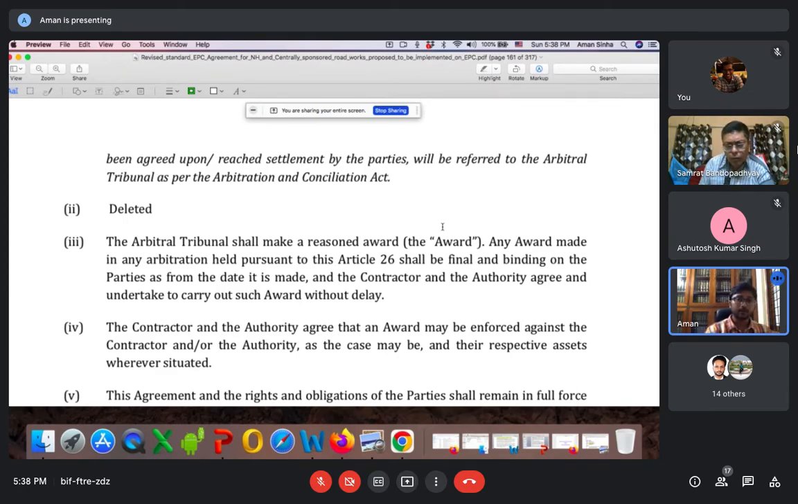But what happens in some contracts is that there will be some notice or circular wherein the arbitration clause is included in that particular notice or circular. So you have to see, under Section 7 of the Arbitration and Conciliation Act, whether there exists an arbitration agreement between the parties or not.